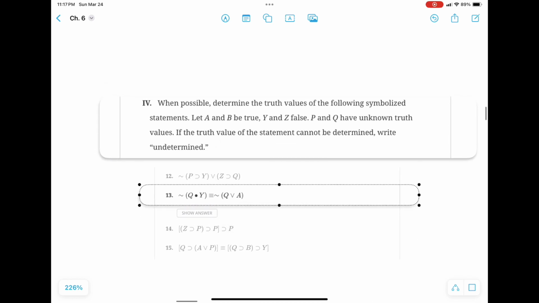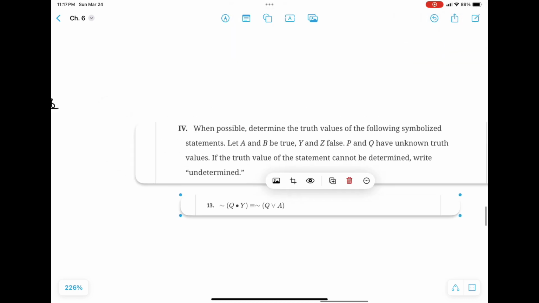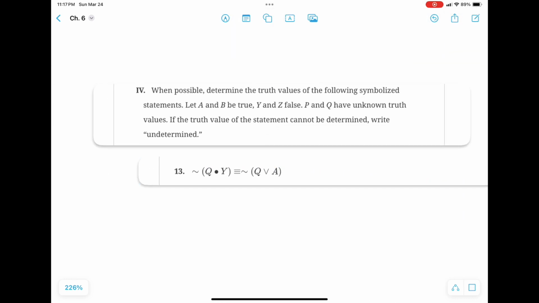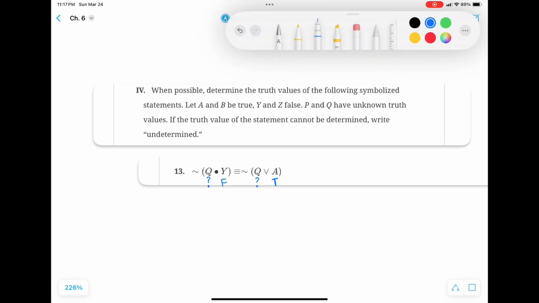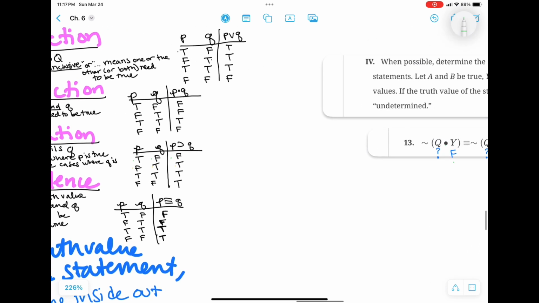So this next section of problems adds an extra twist, which is that some of the propositions have an unknown truth value. Sometimes we can still determine the truth value of a whole even with unknowns. So here I'll label the unknowns with a question mark. And we also know that A and B are true, Y and Z are false.